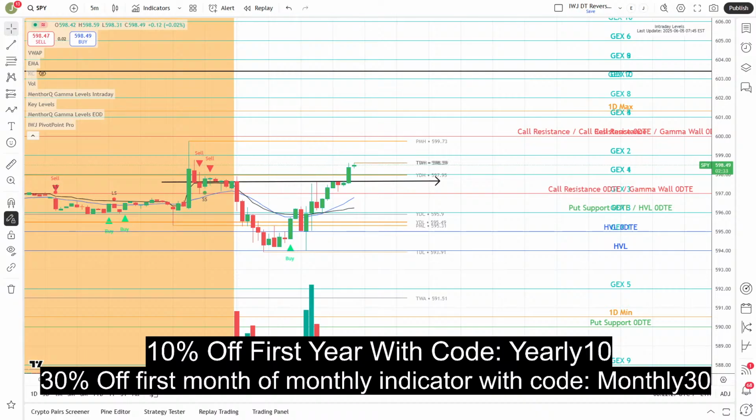What price do you think it will go? You're going to have to be more specific on that. Like the all-time highs, I don't know what you mean exactly.